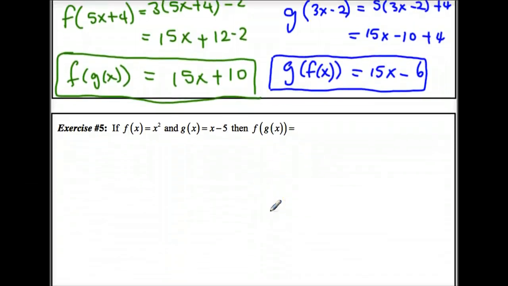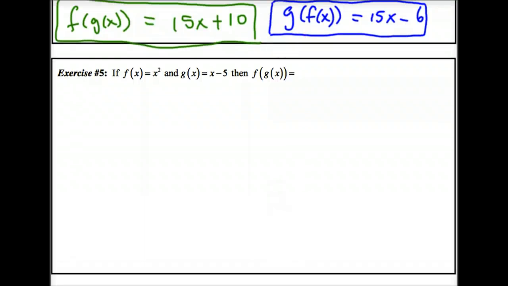Let's see how one more of these works. If you're still confused, that's okay. We're going to clarify that right now. Again, start on the inside. What's my inside? g of x. So write that out. g of x is equal to x minus 5. No parentheses are needed here. You can, but it's not necessary.